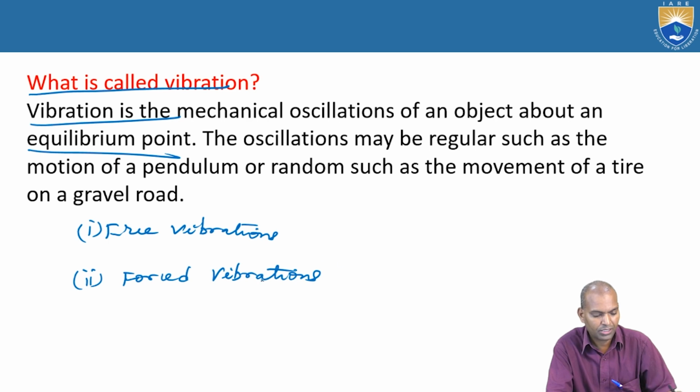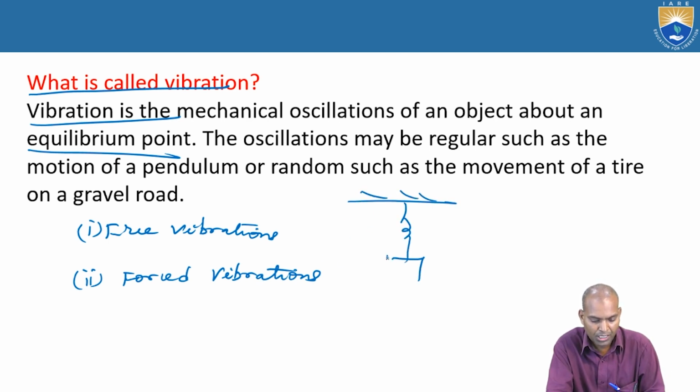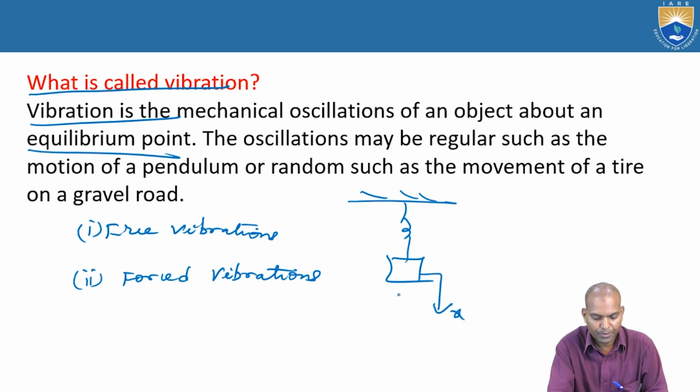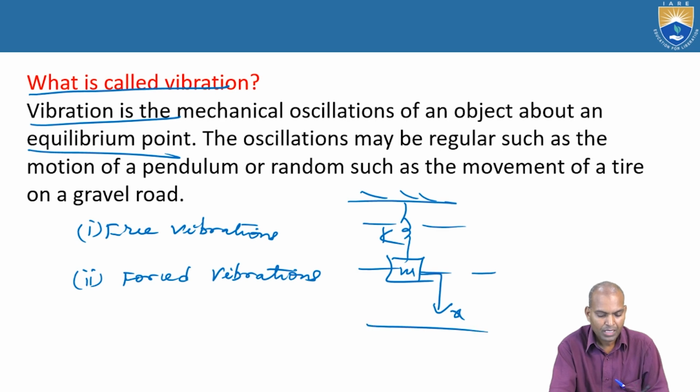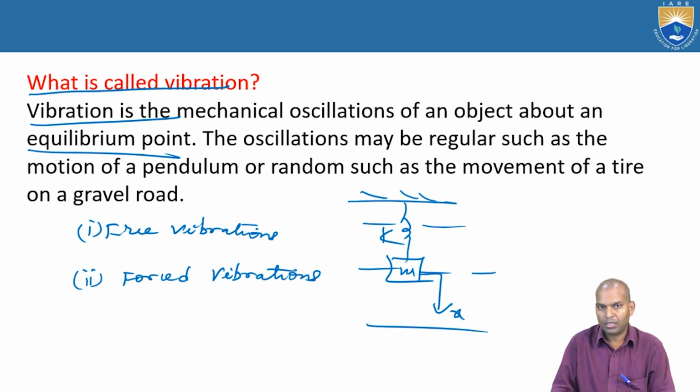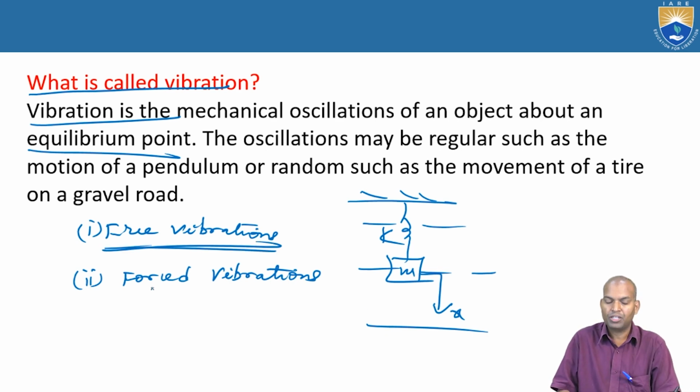Coming to free vibrations, the system is given an initial displacement, or initial amplitude, and then left. Then the system starts oscillating continuously for some period of time, and after that it comes to rest. Those vibrations are known as free vibrations.